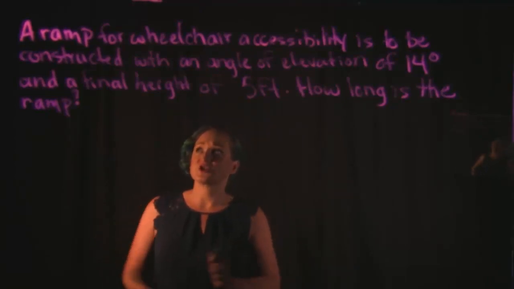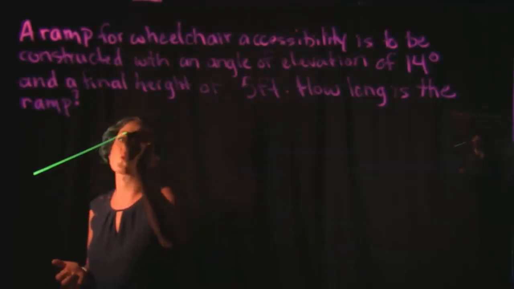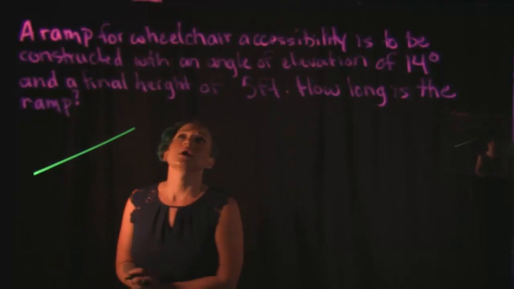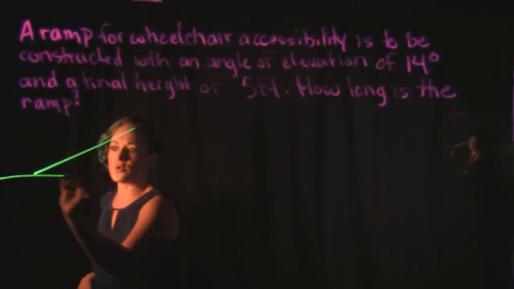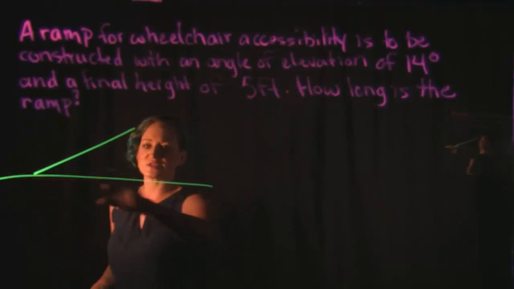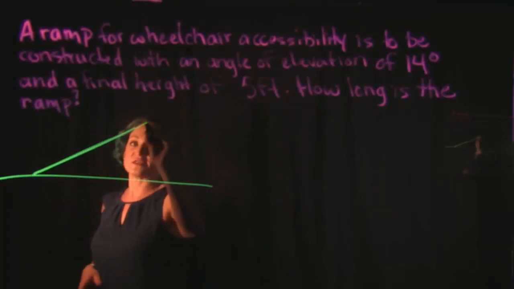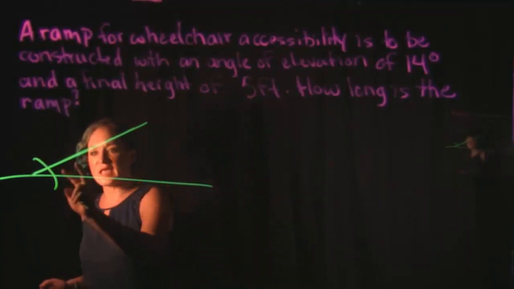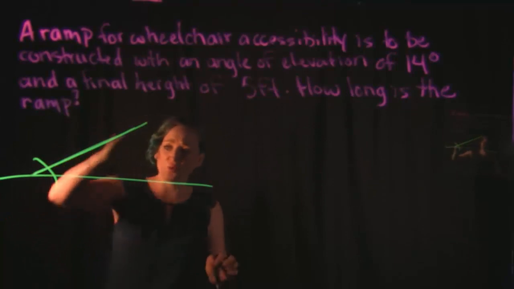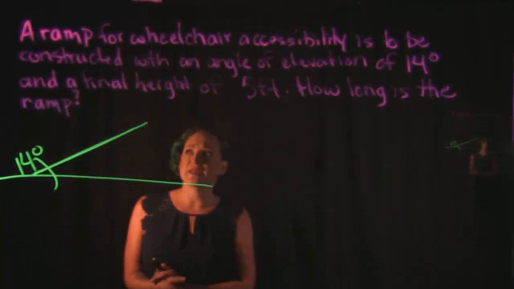So I'm going to draw out a picture here so we have a better visual of what exactly is going on. So we have a ramp that's getting built. It says this ramp goes from the ground, so this line here is going to be our ground level, and here my diagonal is our ramp. And it says the angle of elevation, so that's this angle right over here that the ramp goes up. It says that that is 14 degrees.